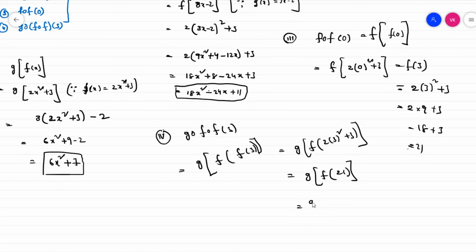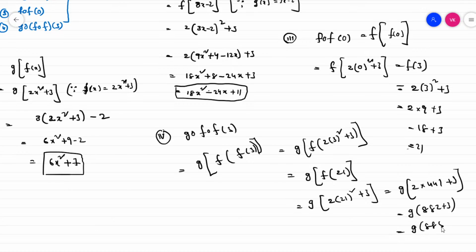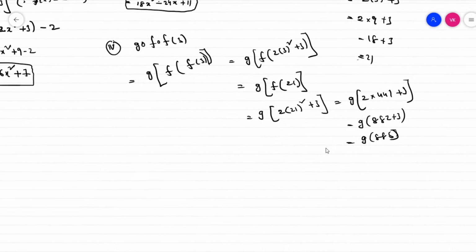Now again we have to find F of 21. That means we can write 2 into 21 square plus 3. Okay, we will get G of 2 into 441 plus 3. Then we will get G of 882 plus 3, then G of 885. Now we have to find G of 885.